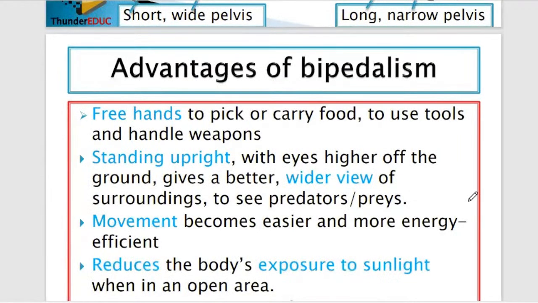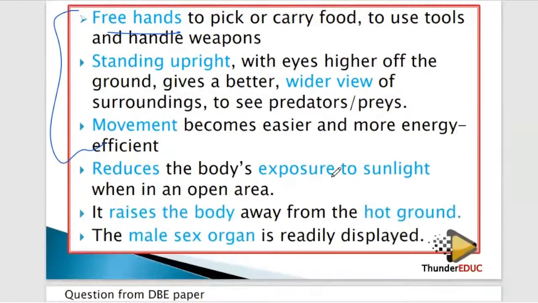I want to talk about the advantages. At least go with three of them. Free hands so that you can pick food, and standing upright, the eyes are high off the ground, so it's a better view. You understand? You think about why ladies like to put on high heels so they can see far. Because you're off the ground, you can see exactly what is happening there.